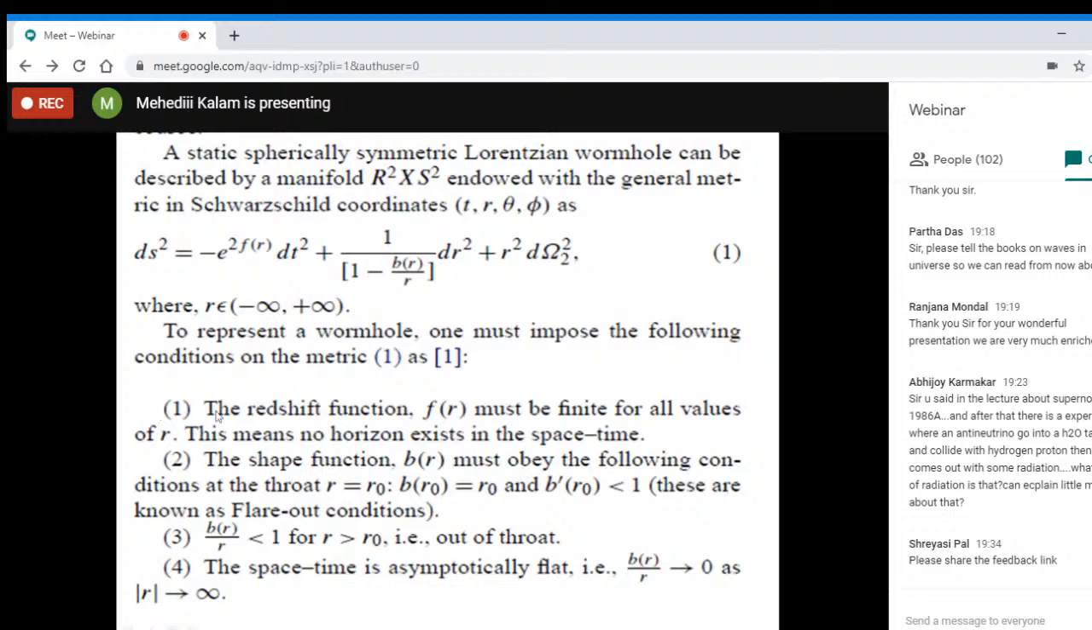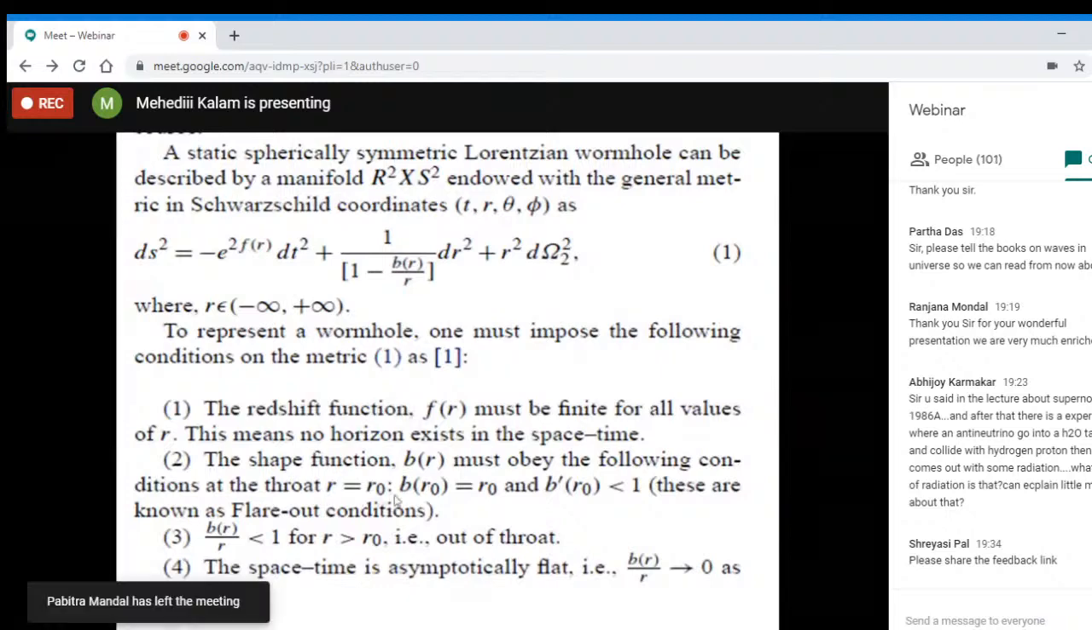What are the four conditions? First, the redshift function f(r) must be finite for all values of r. This means that no horizon exists in the space-time. Another is that the shape function b(r) must obey the following conditions. We know that the wormhole has a throat, so it must have a throat radius, and at the throat, r equals r naught. r naught is the throat radius.